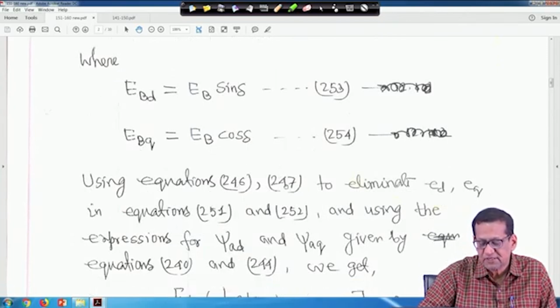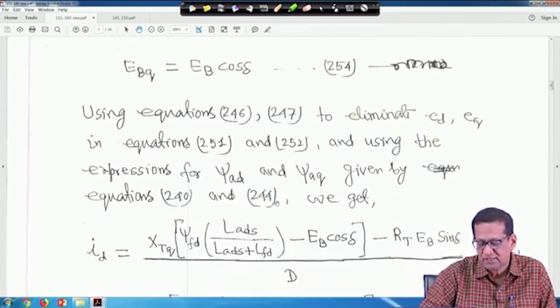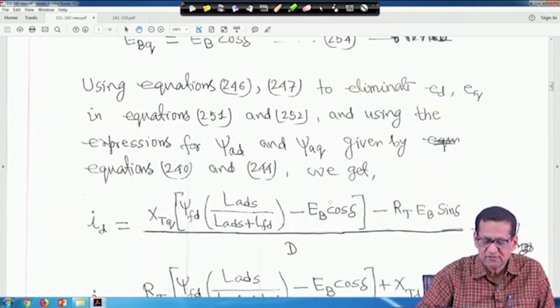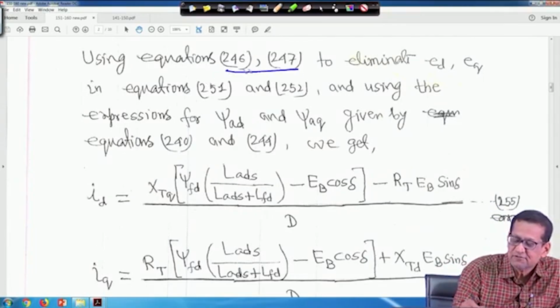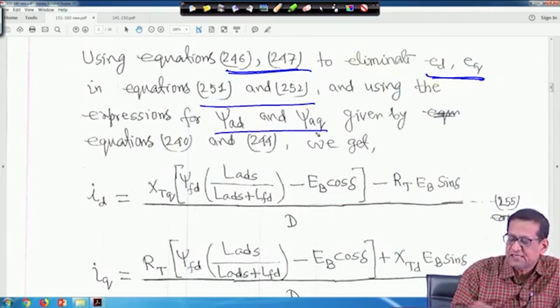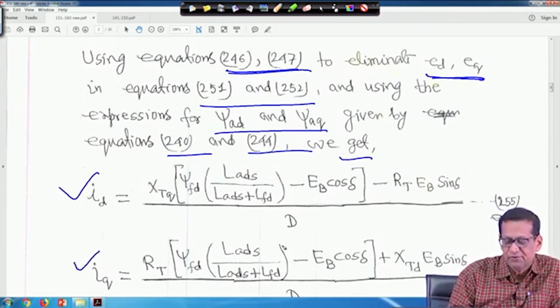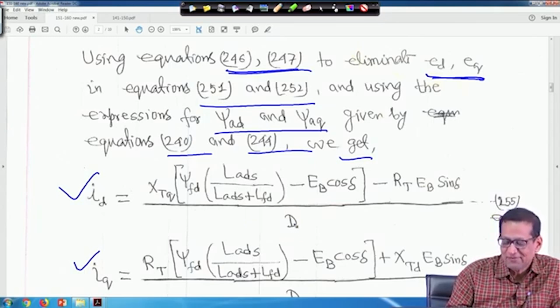Now, using equations 246 and 247 to eliminate E d and E q in equations 251 and 252, and using the expressions for psi a d and psi a q given by equations 240 and 244, you find the solution for I d and I q. There is no need to remember this, but I suggest you please derive it on your own. If I give all the derivations here, it will consume more time. I believe everything said is correct.